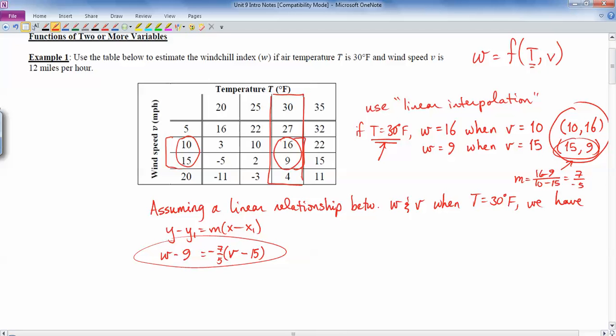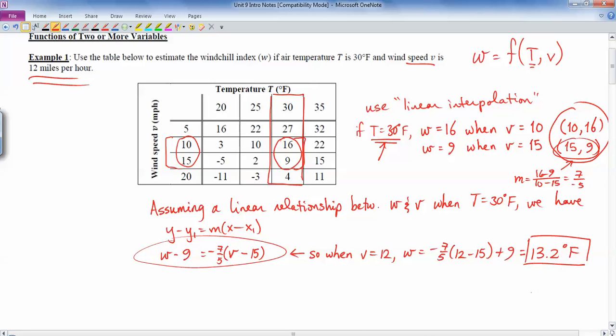And so now let's plug in v equals 12, because that was what we were originally trying to do when wind speed v is 12. So when v equals 12, w is going to be negative 7/5 times 12 minus 15, and then if I add the 9 over, that's going to end up being about 13.2 degrees Fahrenheit. And so yeah, it's a little bit closer to the 16 than the 9. Okay. So let's keep going here.